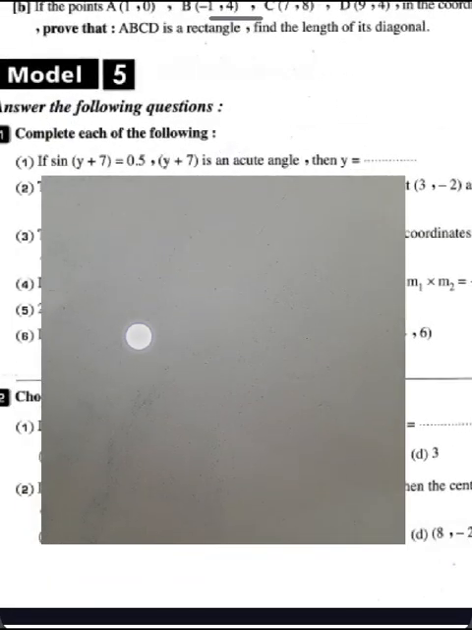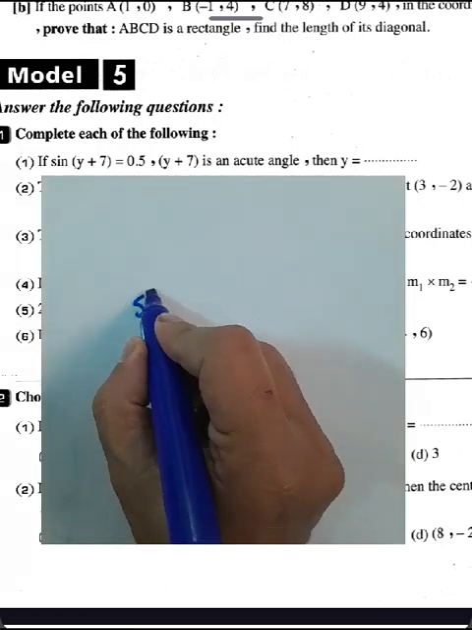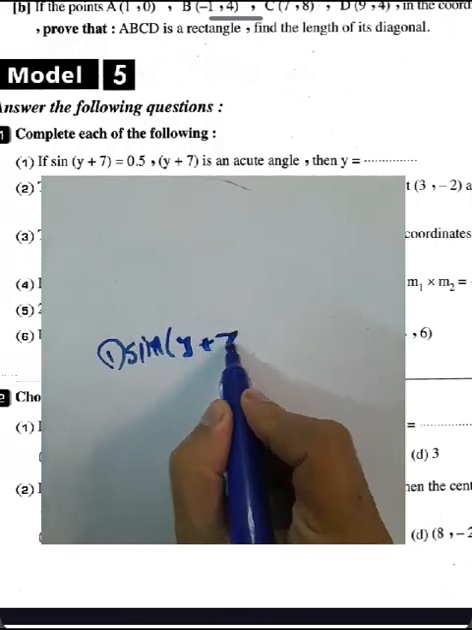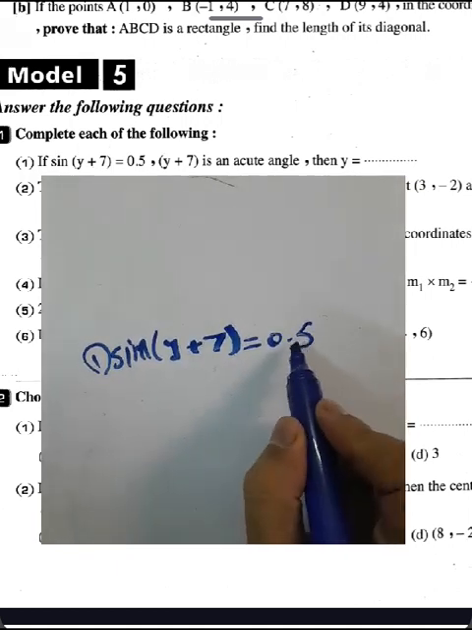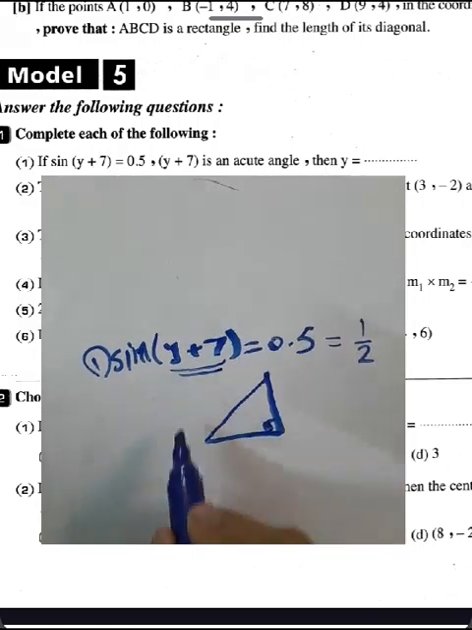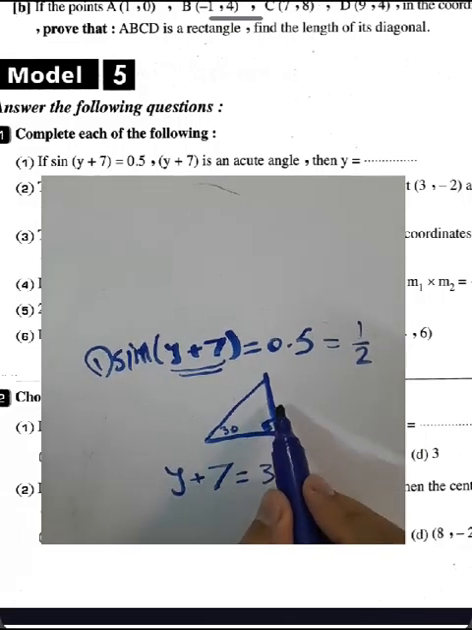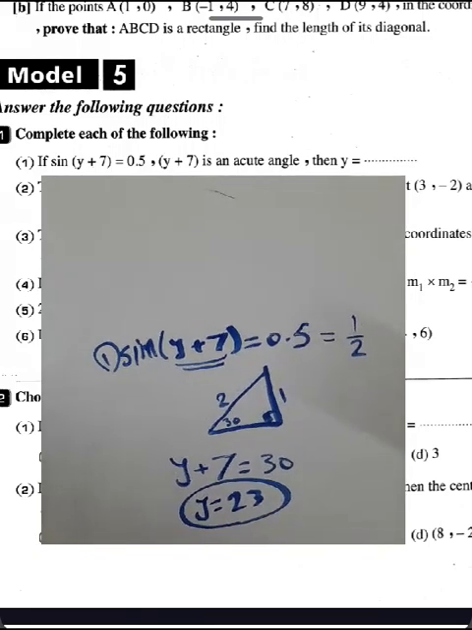Sine y plus 7 equals half, then the value of y equals what? Okay, we have sine y plus 7 was equal half, and we can find the measure of this angle y plus 7. It will be equal 30, because sine 30 is half, 1 over 2. Then y plus 7 equals 30, then the value of y will be 23.